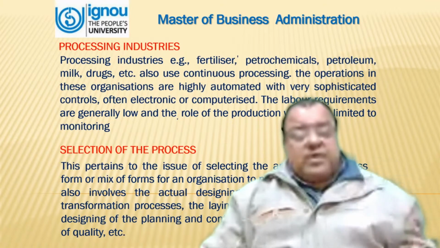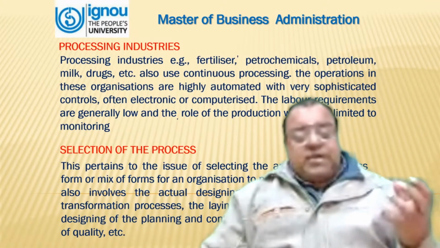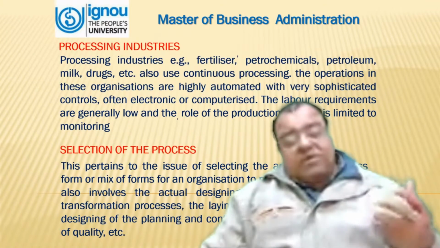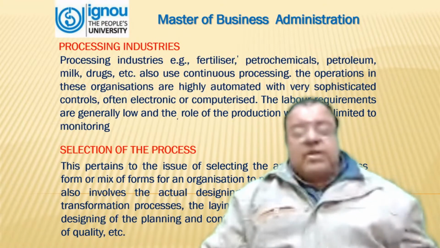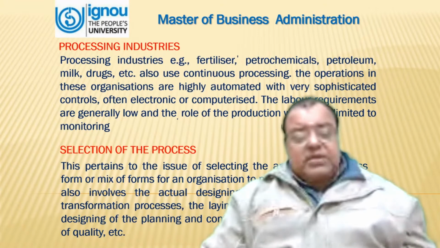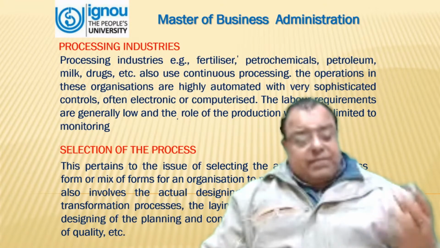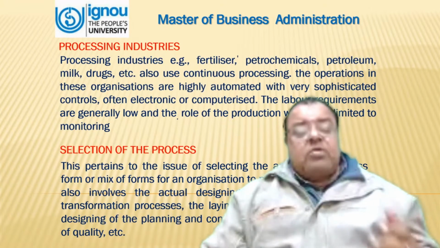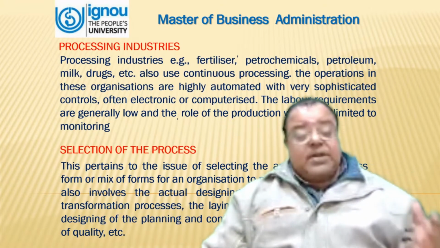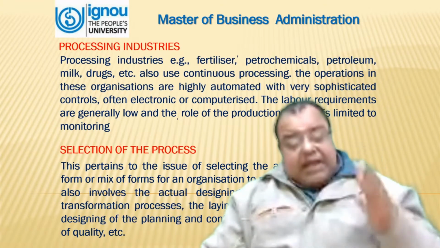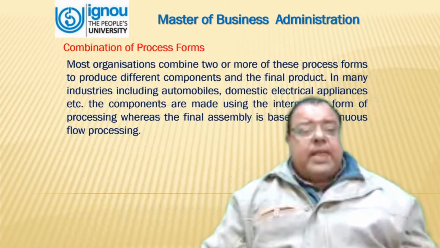Selection of the process. This pertains to the issue of selecting the appropriate process, form, or mix of forms for an organization to produce its output. This also involves the actual designing and laying out of the transformation processes, the laying out of the workplaces, the designing and planning and controlling procedures, the assurance of quality, etc.